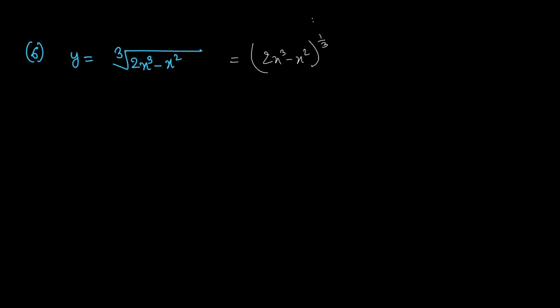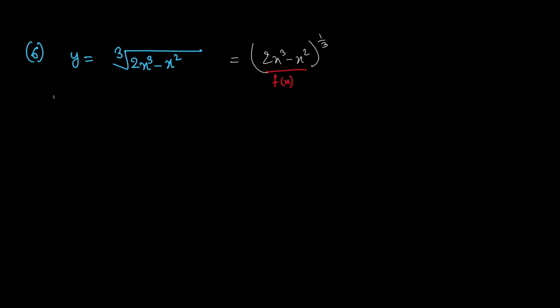For number 6, we are given an expression like this: y equals, now we are given cubic root instead of square root, so cubic root of 2x cubed minus x squared. Initially we have to take this cubic root and make it a power, so 2x cubed minus x squared, and then the cubic root will be the power 1 by 3. So that's the power, and now f(x) is this expression.